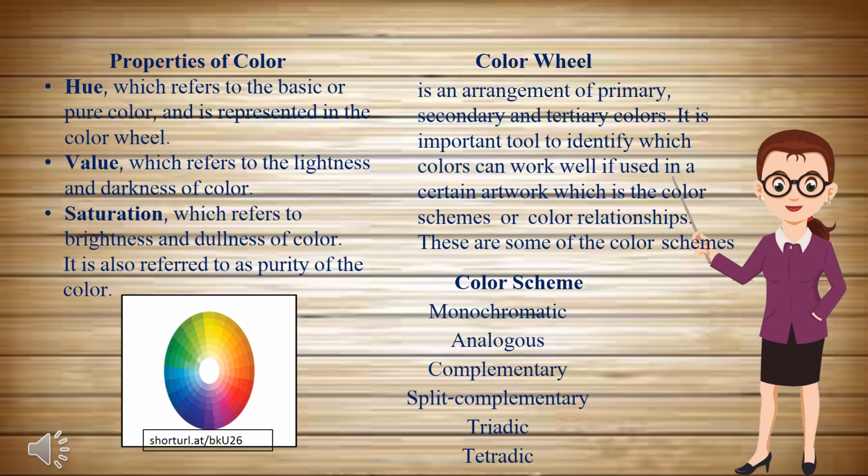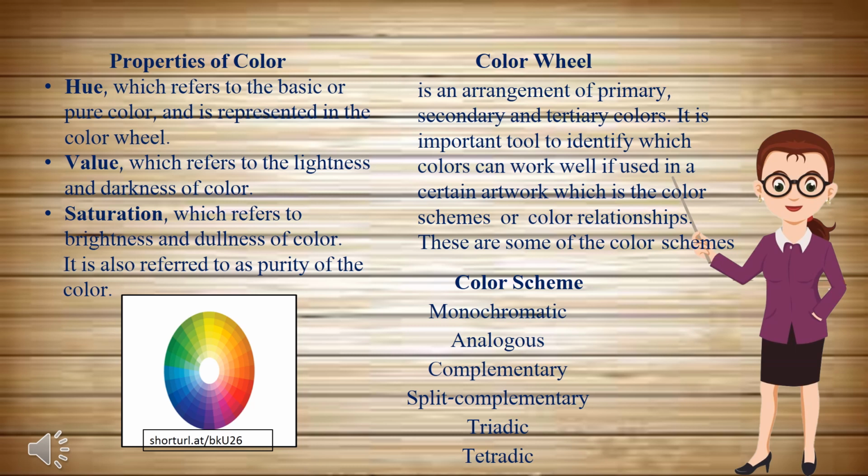Analogous. It entails the use of 3 or 4 adjacent colors in the color wheel. Complementary color. It involves the use of a color and its complement, meaning the color located opposite of the first color. Split complementary colors. It is a close relative to the complementary color scheme. But instead of using the color complement, this scheme uses the 2 colors adjacent to the complement.